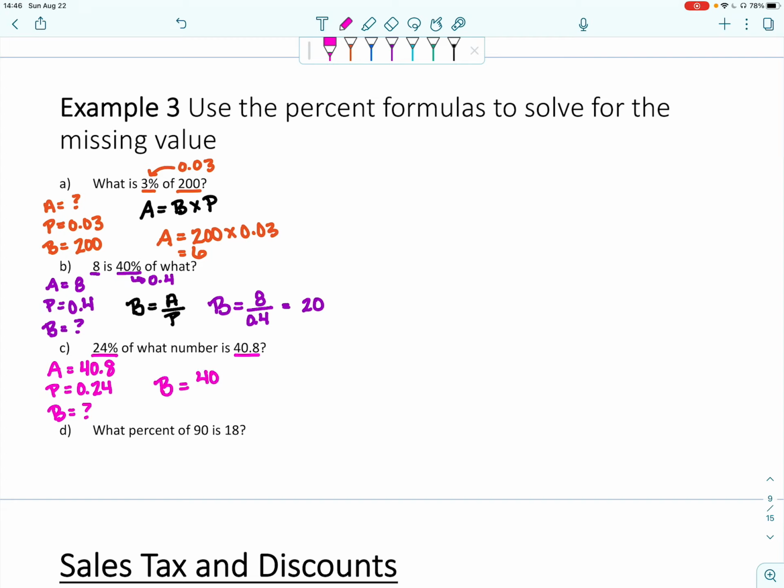So 40.8 over 0.24. So 40.8 divided by 0.24 is 170.